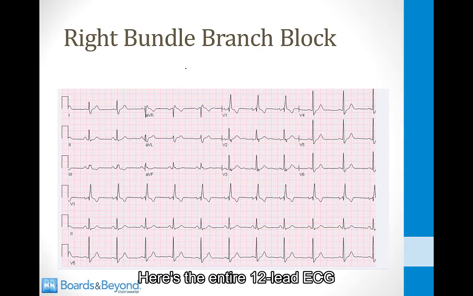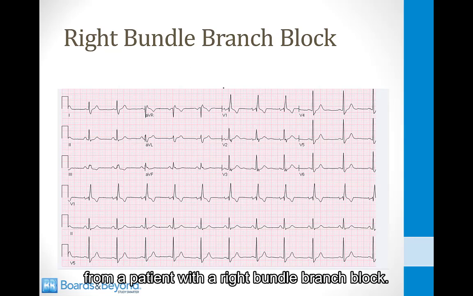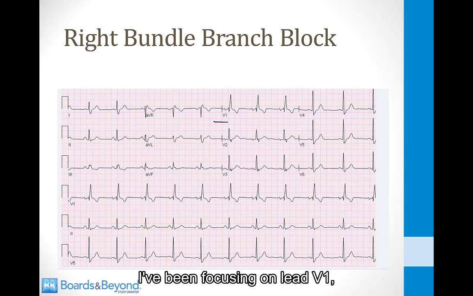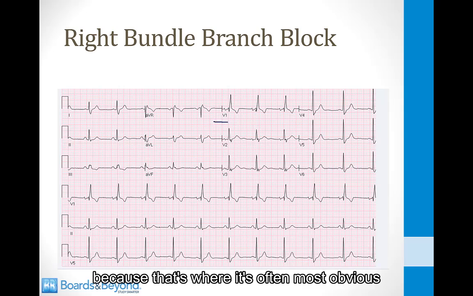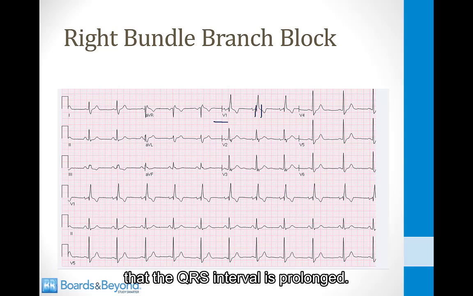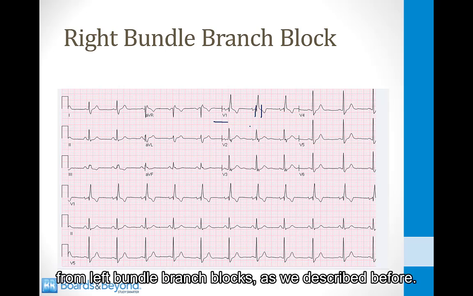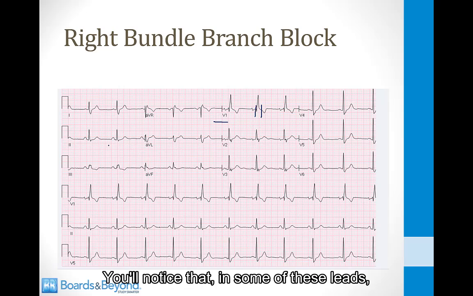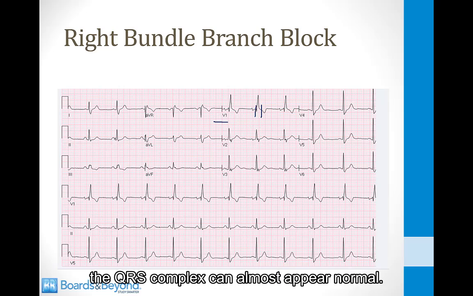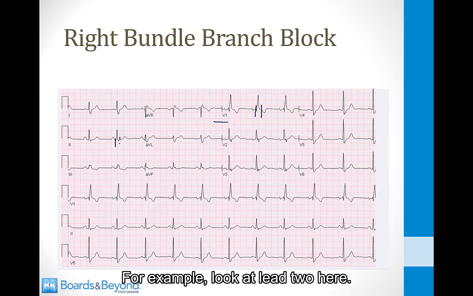Here's the entire 12-lead ECG from a patient with a right bundle branch block. I've been focusing on lead V1 because that's where it's often most obvious that the QRS interval is prolonged. That's also the lead that you can use to distinguish right bundle branch blocks from left bundle branch blocks, as we described before. You'll notice that in some of these leads, the QRS complex can almost appear normal. For example, look at lead 2 here. And that's a good reminder that you need to look at all of the leads when you're trying to assess the EKG, not just a single lead.